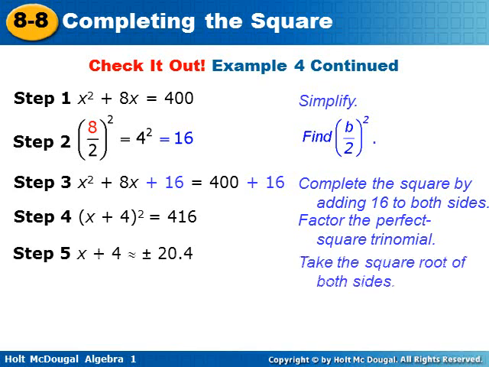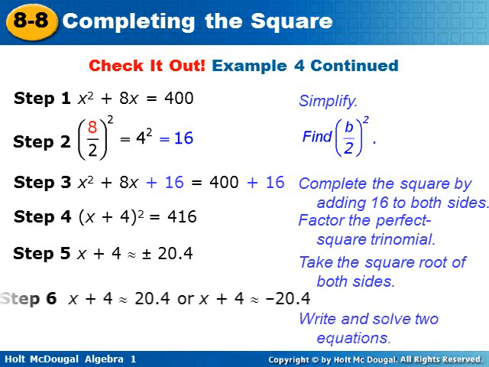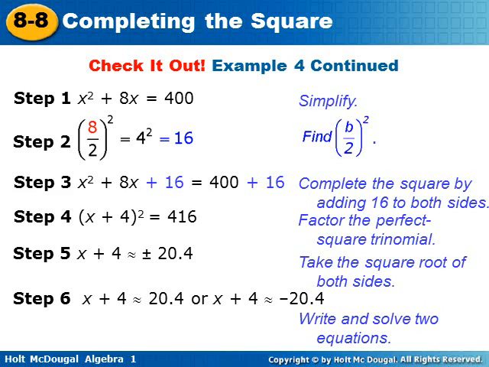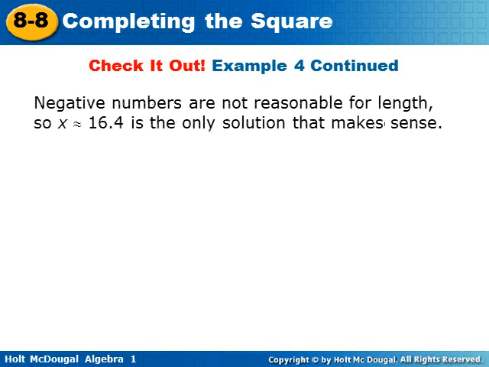We're going to take the square root of both sides. So we get x plus 4 equals approximately plus or minus 20.4, since 416 does not have a perfect square. Now we're going to write two equations and solve. So we have x plus 4 is approximately equal to 20.4, or x plus 4 is approximately equal to negative 20.4. And then we'll subtract 4 from both sides, and we get 16.4 or negative 24.4. Negative numbers don't make sense for length, so x equals 16.4 is the only solution that makes sense.